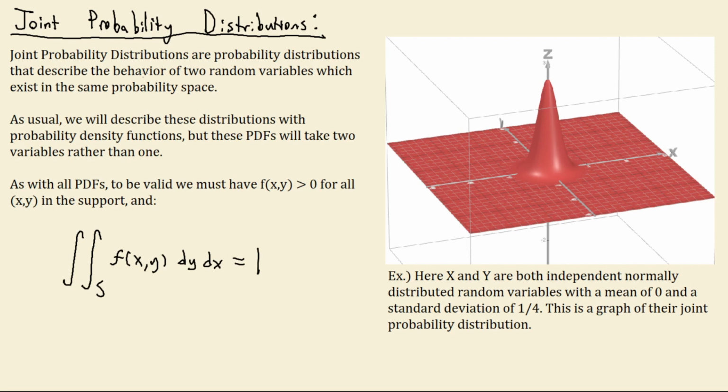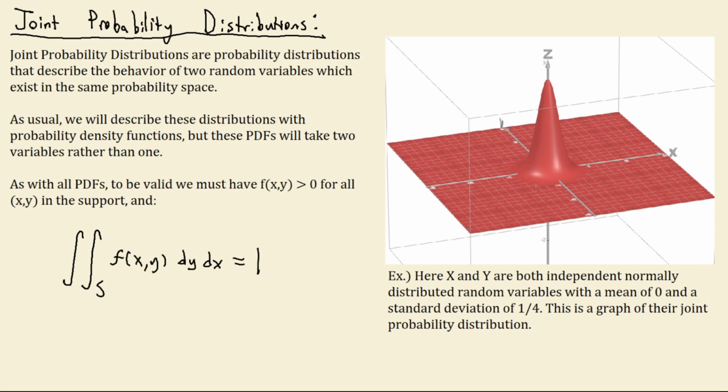And so if it's useful, you could think of them as surfaces in three-dimensional space. And so here I've graphed a joint probability density function, this one for two identically normally distributed random variables x and y, each with a mean of 0 and a standard deviation of 1/4. And so this is a graph of what their joint probability distribution looks like. You can see its peak here is at the mean for both variables, and then as you move away from the mean in any direction in 3 space, the probability decreases.